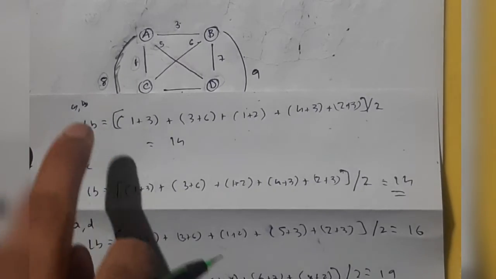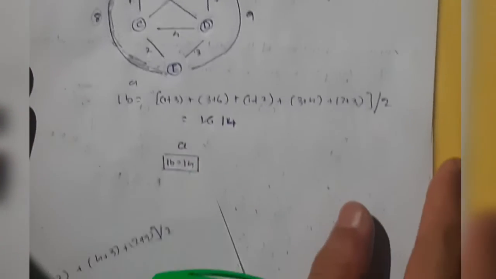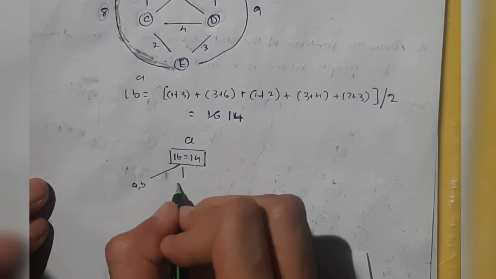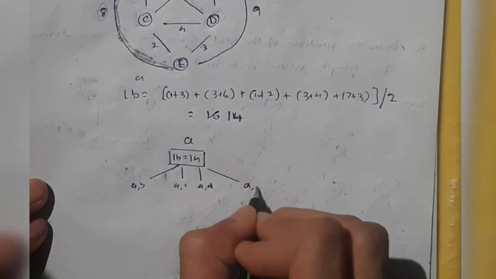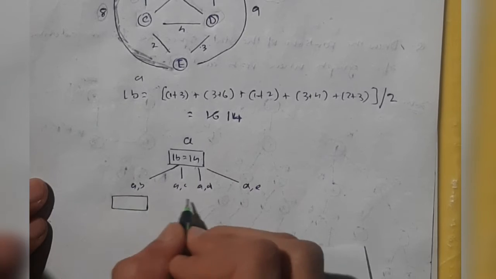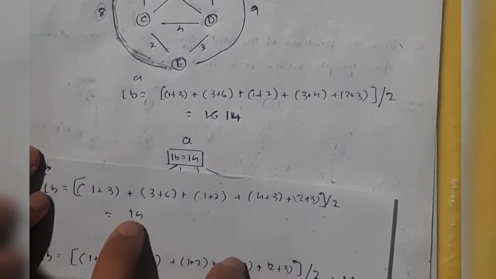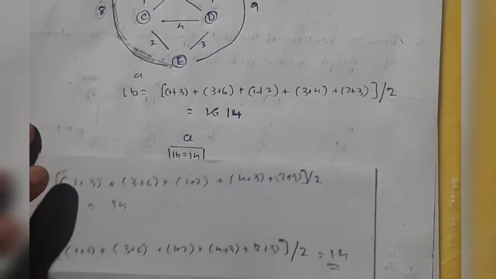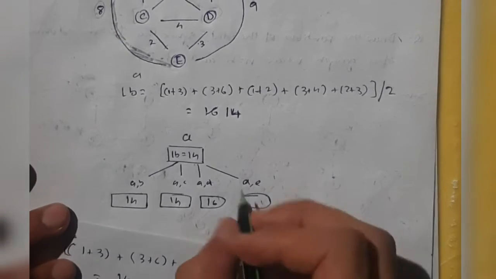Okay, these are the 4 possibilities: A to B, A to C, A to D and A to E. This will be made in this table from A. Okay, from A what all possibilities we have? See here, A to B, A to C, A to D, A to E, and the least bound among these 4 is from A to B. What we got? 14. From A to C, what we got? 14. From A to D, 16. From A to E, 19.